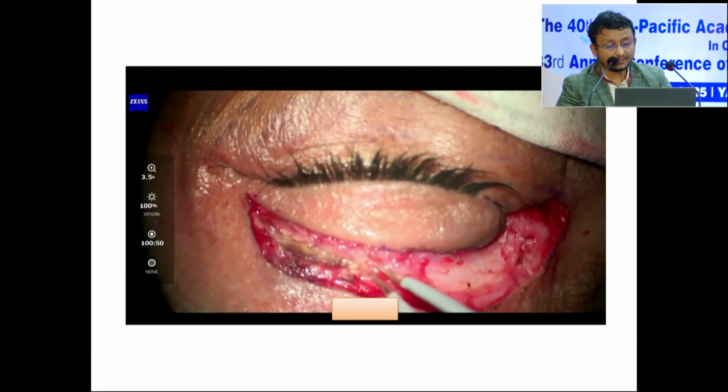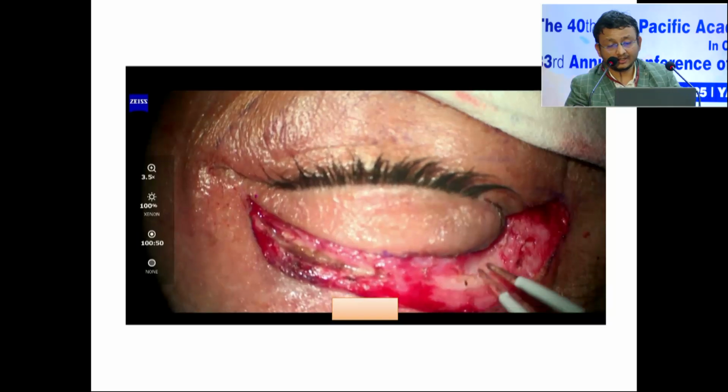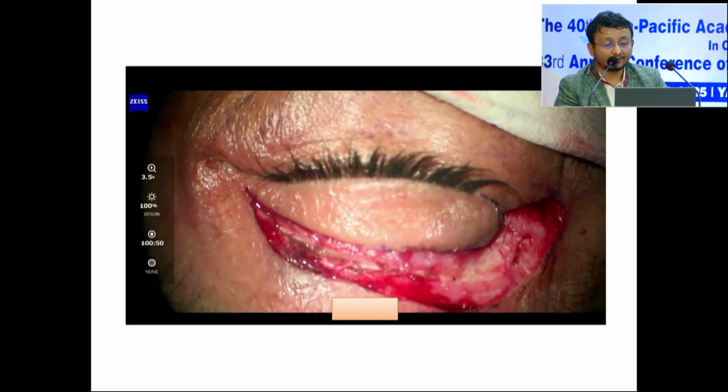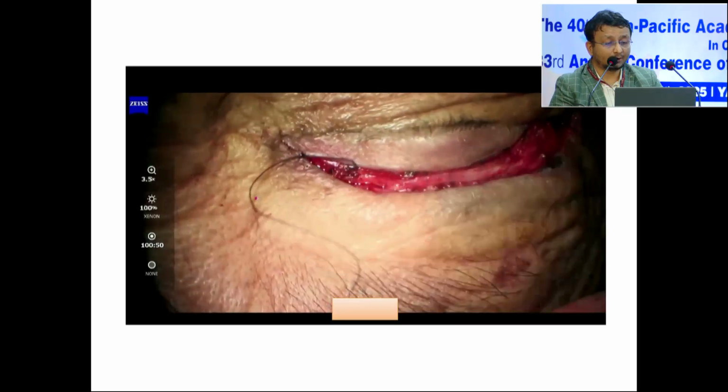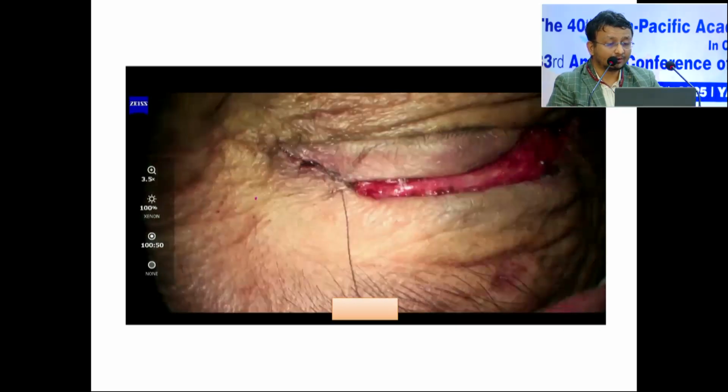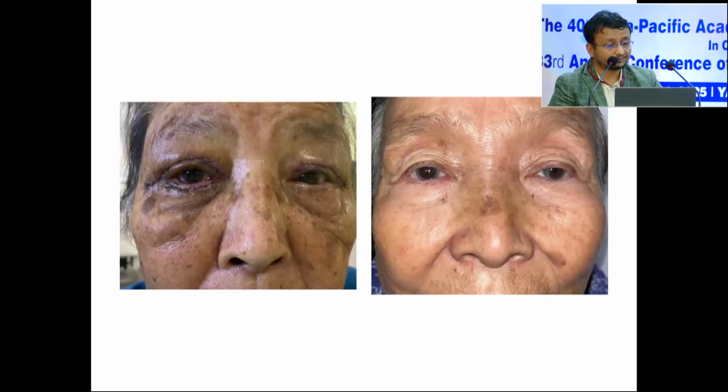In all such patients, upper lid fat excision is not very much required, but yes, you can always fulgurate and sculpt the fat there with an intact septum using a bipolar cautery. Towards the end, you can close the skin in an interrupted fashion. So this was a patient at 1 week follow-up, and then at 3 months follow-up.